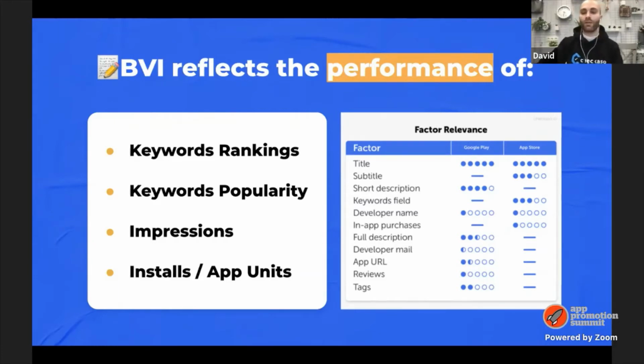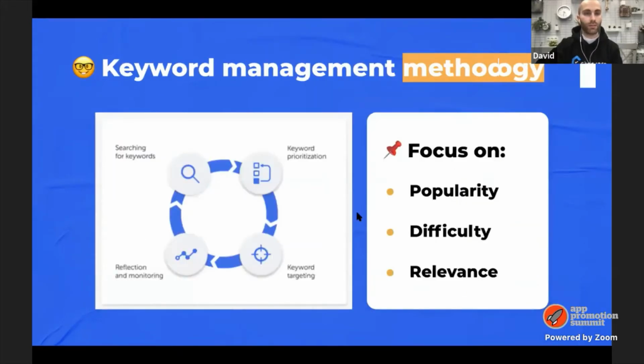After that, we go to subtitle in Apple App Store and, of course, short description in Google Play Market. Also, we have keywords field in Apple App Store and full description in Google Play Market. These are the main metadata parts to optimize. We also have other ones, but these are the main. So you should start with them first. And let's now move to the next slide.